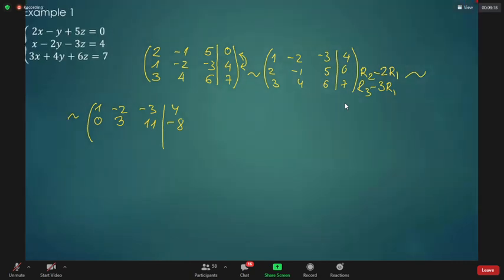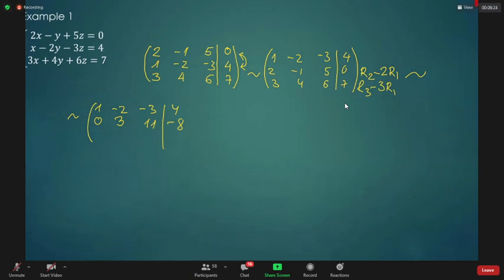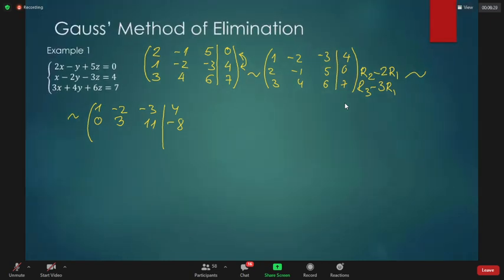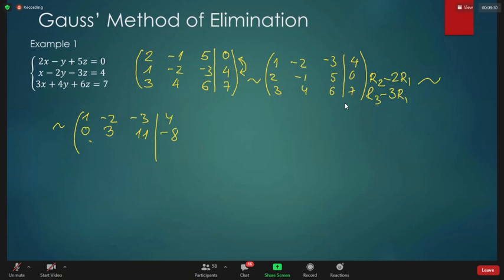Okay. So now let's do the third row. 3 minus 3 will of course be 0. Now, minus 2 times minus 3 is 6. 6 plus 4 is 10.